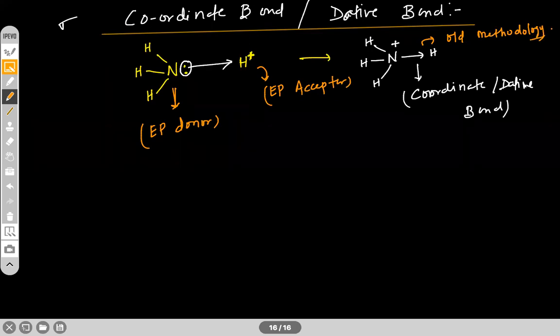Nowadays we represent this coordinate bond in a different manner, and we'll discuss that. Coordinate bond is the bond in which, again I'm repeating the definition guys, the shared pair of electron originates from the same atom. That is what is happening here. Nitrogen donates its electron to H+ ion. Same atom is giving its electron, hence the bond is coordinate bond.